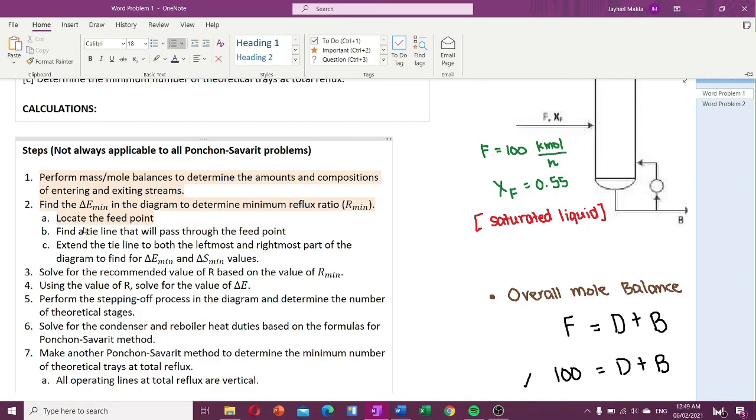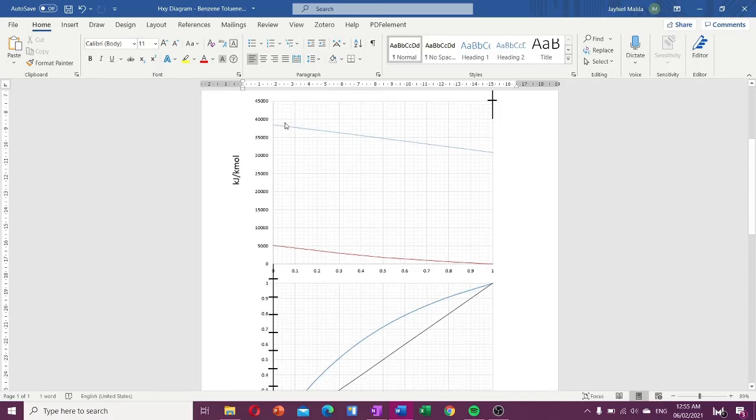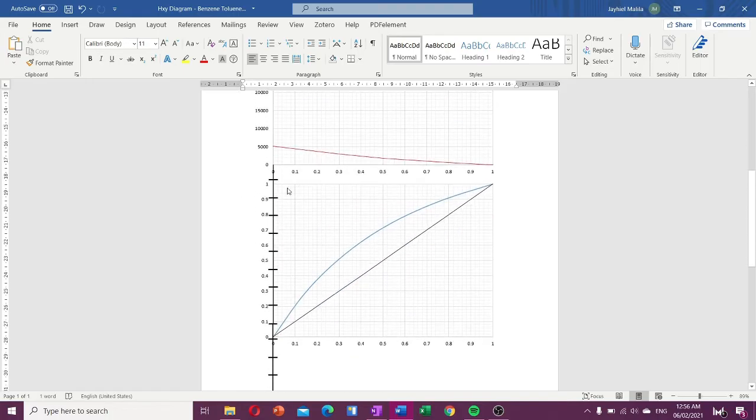The next, after locating the feed point, we need to find a tie line that will pass through the feed point. I created the enthalpy concentration diagram for the benzene toluene mixture in a separate Word file so that I can easily navigate through the lines as well as locate the points. I am expecting that I will be exceeding the typical graphs for the enthalpy concentrations as well as the graphs for the XY diagram.